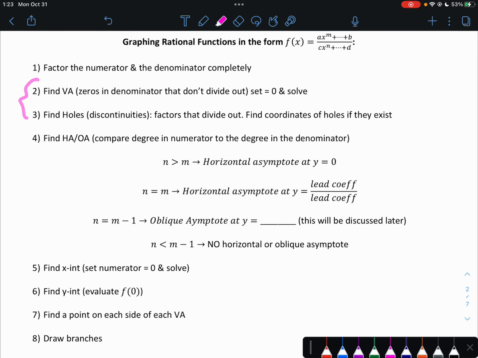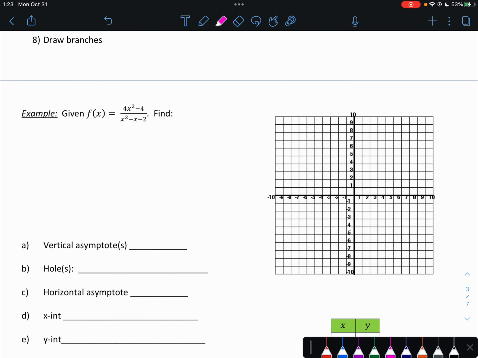Then we find x-intercepts like you've always been finding x-intercepts. Set your numerator equal to 0 and solve. Find your y-intercept by letting x equal 0 and evaluating. And then you find as many points as you need and then draw your graph. All right, so that being said, let's jump right in and look at a couple of these.